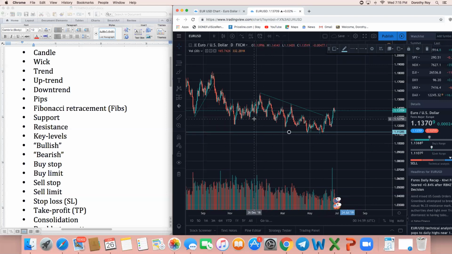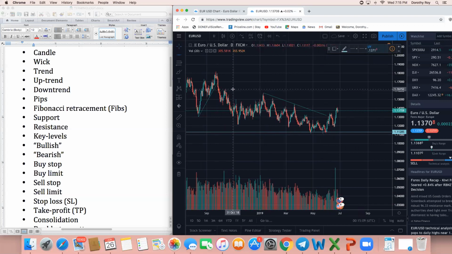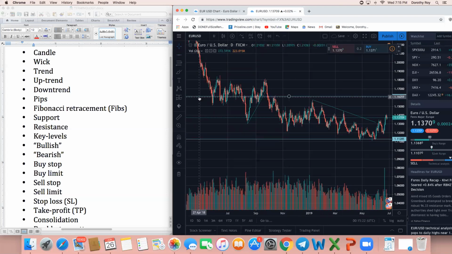And then something like this. Oh, wait, it went away. Sorry. Something like this maybe. You see how it bounced and went back down, or bounced and then went back down right here. That shows you resistance. So support and resistance is super, super important in the market. And I guess you can see how fib retracement can relate to that.